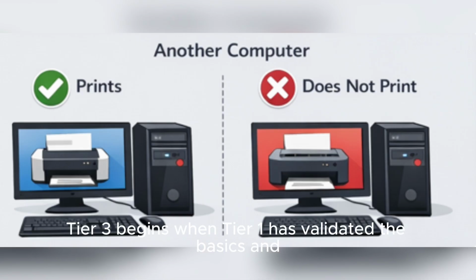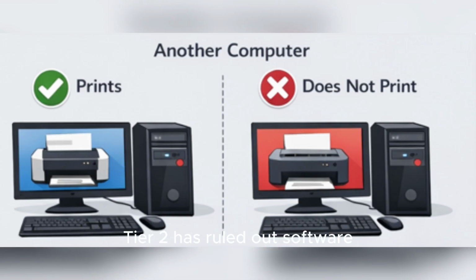Tier 3 begins when Tier 1 has validated the basics and Tier 2 has ruled out software, drivers, and network issues. At this point, the issue points to hardware, firmware, or vendor-managed equipment. Here, we no longer try to diagnose, repair, or replace.